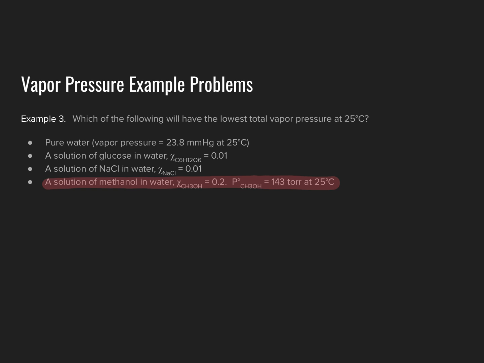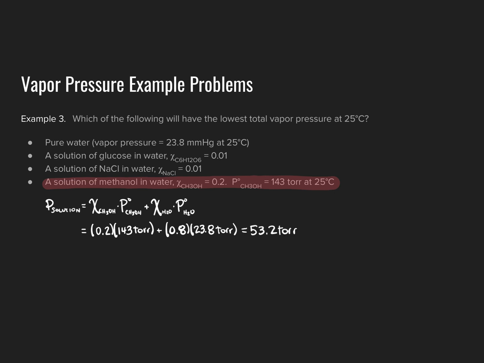And as such, I could simply apply Raoult's law here to determine the actual vapor pressure of the solution, which is expected to be greater than the vapor pressure of pure water. So again, to find the vapor pressure of that solution, I would take the mole fraction of my methanol, 0.2, and multiply that by the vapor pressure of pure methanol, 143 torr, and then add that to the mole fraction of my water, 0.8, multiplied by the vapor pressure of the pure water, 23.8 torr. When I perform this calculation, Raoult's law gives me a vapor pressure of 53.2 torr, as I expected, greater than the vapor pressure of my pure water, so I can eliminate that last option.